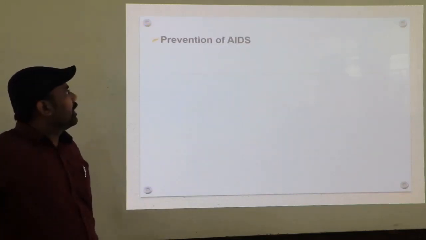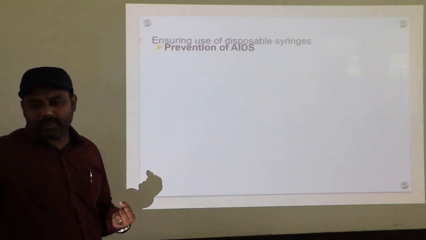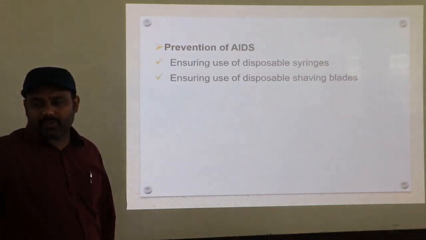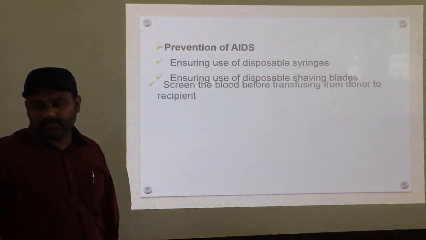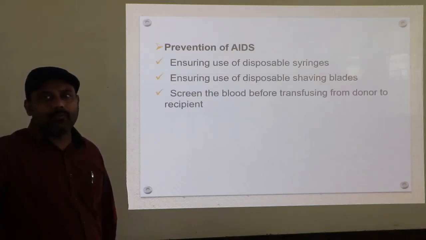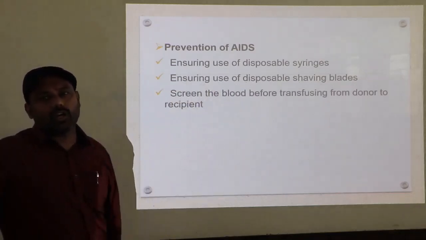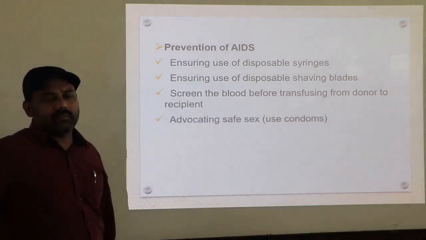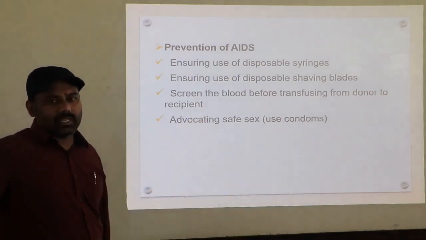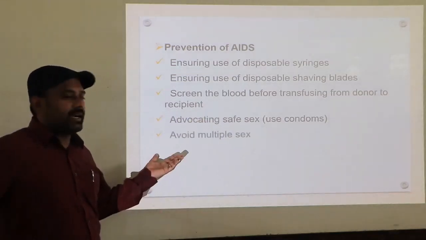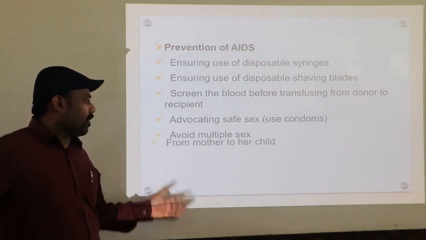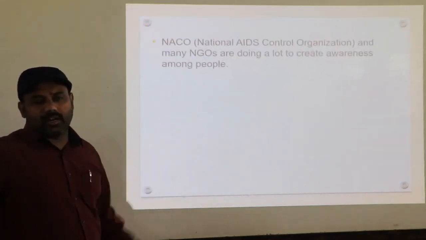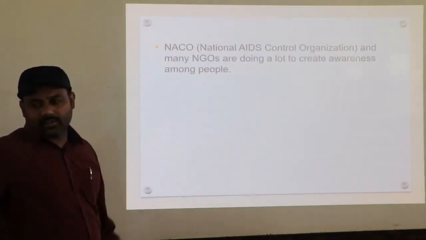Next, prevention of AIDS. Very simple thing. Ensure the disposal of syringes, then ensure the use of disposable shaving blades, then screen the blood before transfusing from a donor to a recipient, then advocate safe sex by making use of condoms, etc. Then avoid multiple sex partners, and prevent transmission from mother to her child. So these are some preventive measures in case of AIDS.